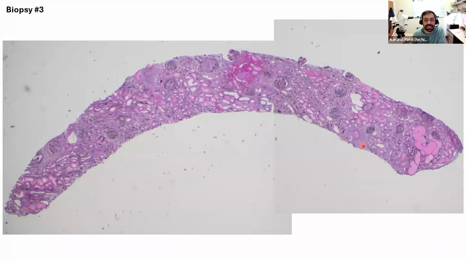And at low power, it's hard to tell how much of that is due to chronic scarring versus active inflammation. But it looks like there's a mixture of the two. And we're seeing definitely a lot of areas such as here where the tubules are atrophic. They're shrunken down and have thickened basement membranes.